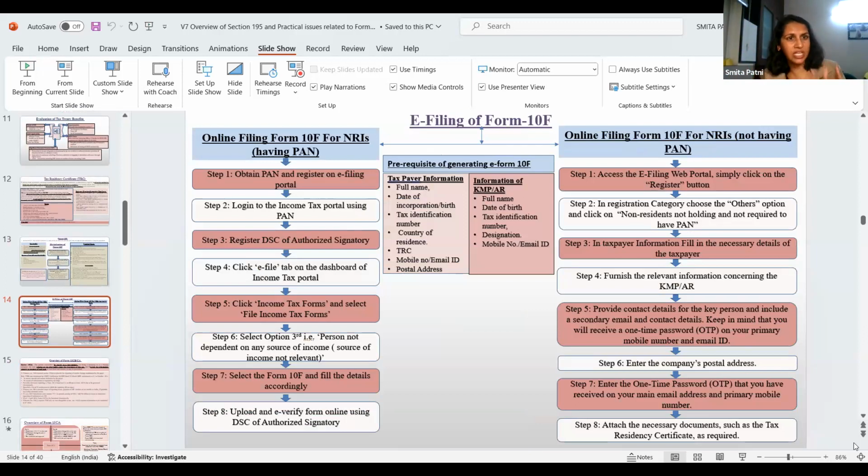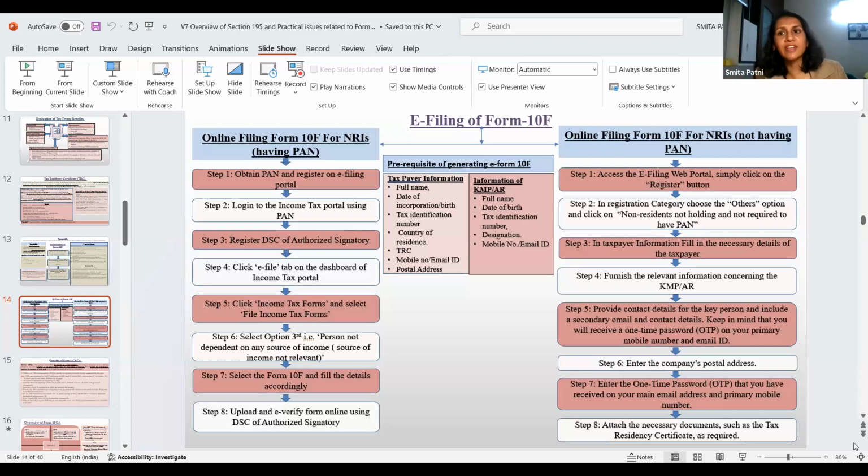One is the person who is having a PAN, and one who is not having PAN. So the NRI who is having PAN can log in through this. These are the steps which you can go through. You can log in through your income tax portal through your PAN, and then you can file this 10F.